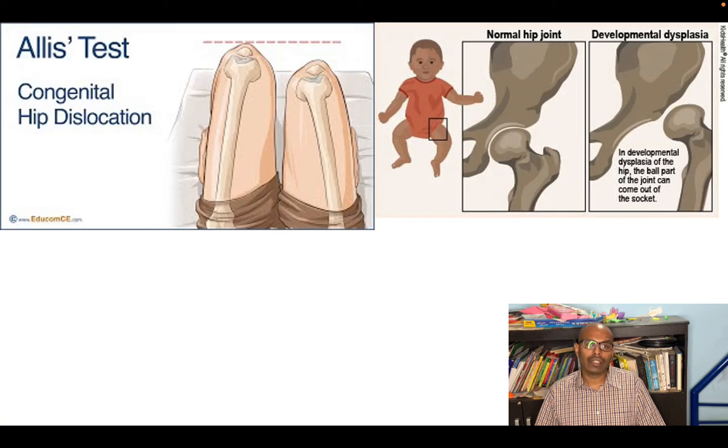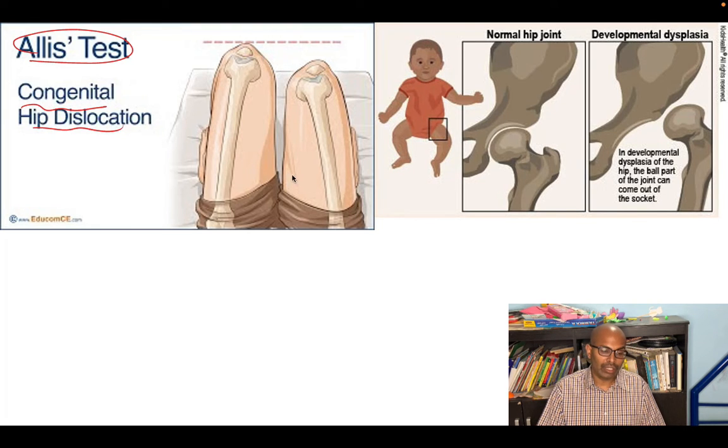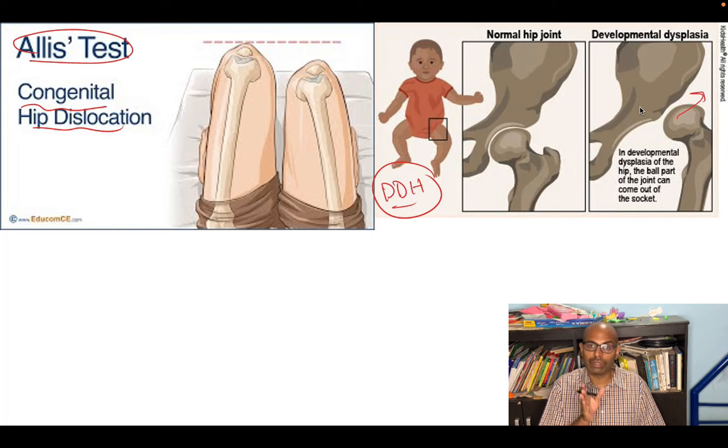The second named test that we were talking about in the question was Alice test. What is Alice test? Alice test is basically done in congenital hip dislocation cases. In congenital hip dislocation, or DDH, developmental dysplasia of the hip, the hip dislocates out of the socket posterosuperiorly, and therefore the femoral segment will appear shorter as compared to the opposite side.